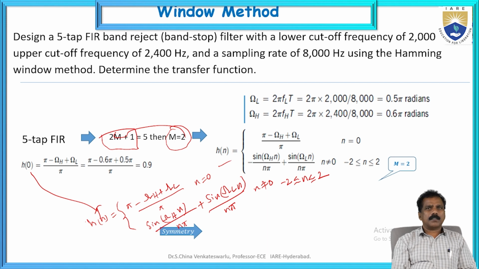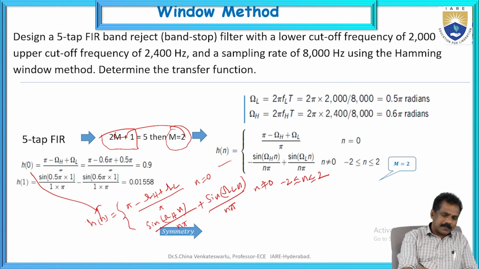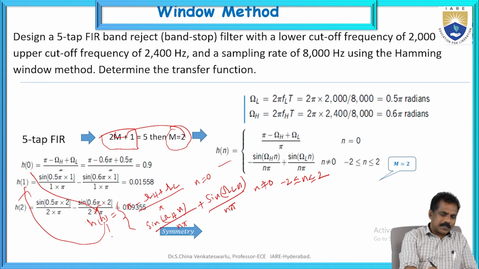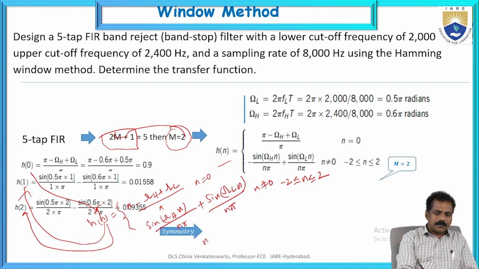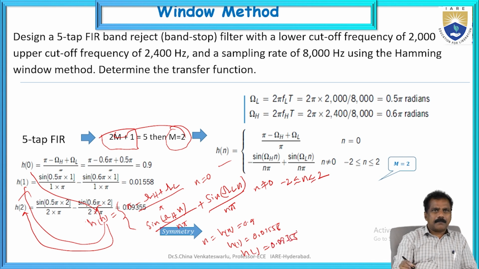Finally the outcome is h of 0, then h of 1 where n is equal to 1, and next h where n is equal to 2. Observing the values: for n equal to 0, h of 0 is 0.9; h of 1 is approximately 0.01558; and h of 2 is approximately 0.0935.